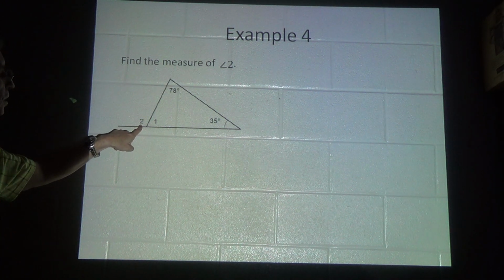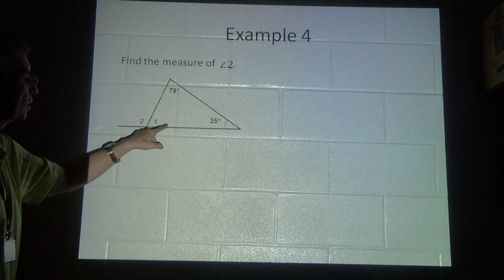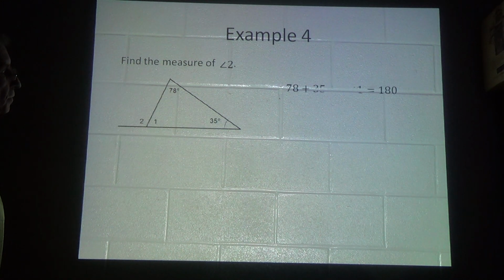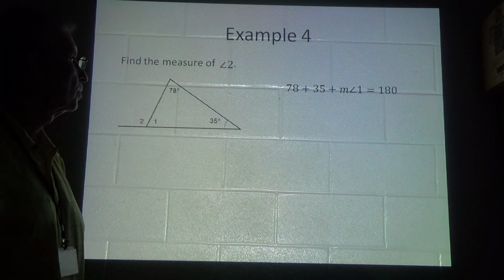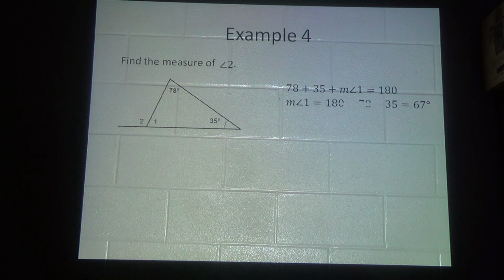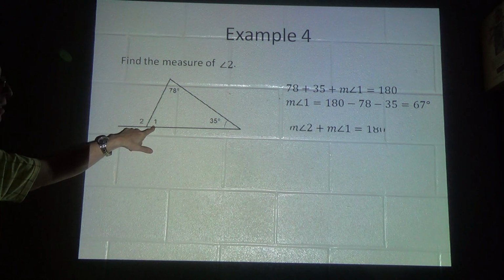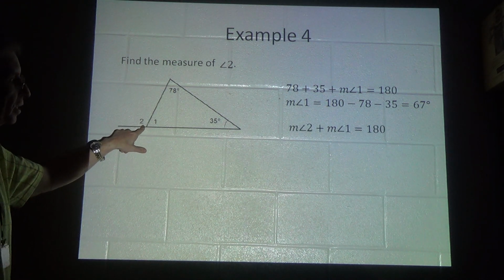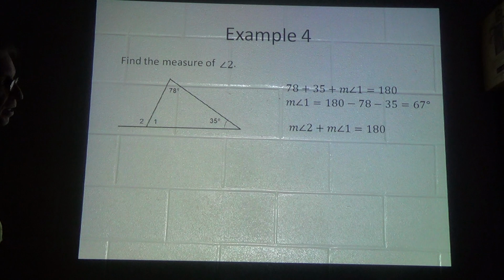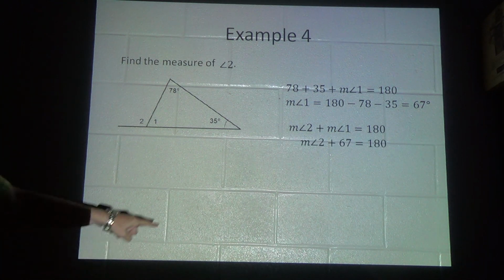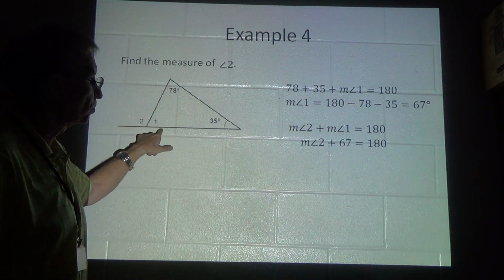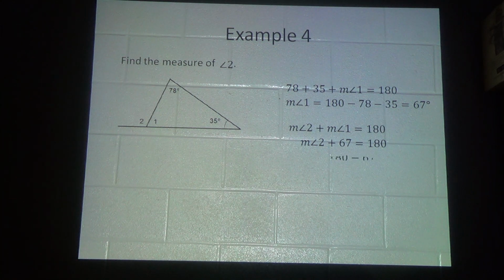Okay? Here's what the thing is. We know 78 plus 35 plus angle 1 equals 180. Okay? So this way we can actually figure out what angle 1 is, that is 67 degrees. Angle 1 and angle 2 are a linear pair. So this means that the two of these have to add up to 180. So the measure of angle 2 plus the measure of angle 1 equals 180. Measure of angle 2 plus 67 that we know is angle 1 is equal to 180. So that gives us that the measure of angle 2 is 113 degrees.